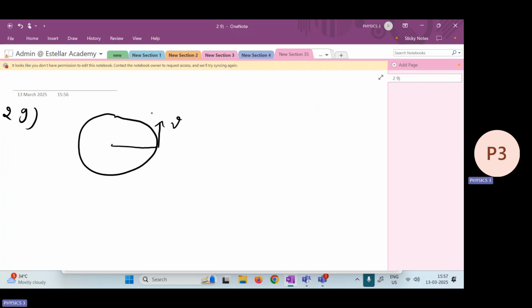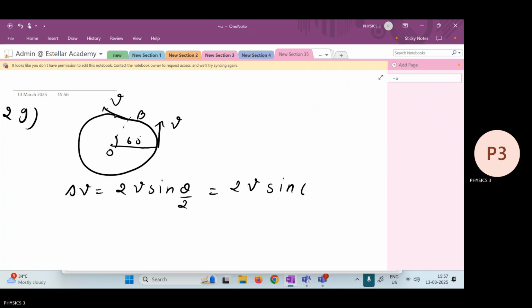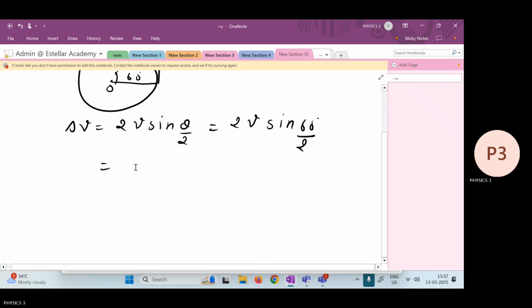This is velocity v at this point, and at this point it is v, right? We know that when two vectors are of same magnitude, then their subtraction would be given as 2a sin theta by 2. So in this case, the magnitude of the vector is v, and angle we have given 60. Now 60 divided by 2 is 30, so that would be 2v sin 30. Now we know that sin 30 is 1 by 2.